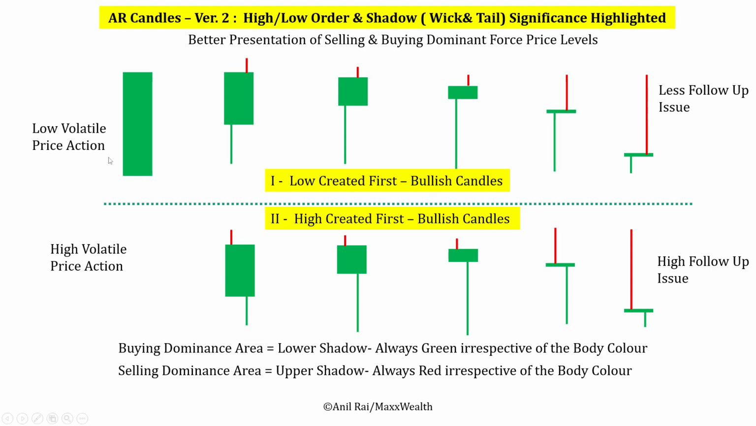Here the bullish candles, the low is created first, so low volatile price action candles will be this simple. But in this scenario, we can see though it's a low one, the red selling area, since it's red, makes it very easy to understand that the selling area is much larger than the buying area. In the same manner, here we can see a high volatile price action area where the high has been created first and the low had been made. In the same manner, we can present it.